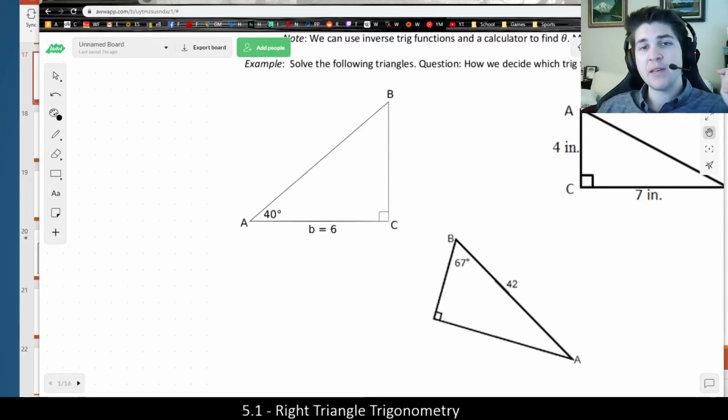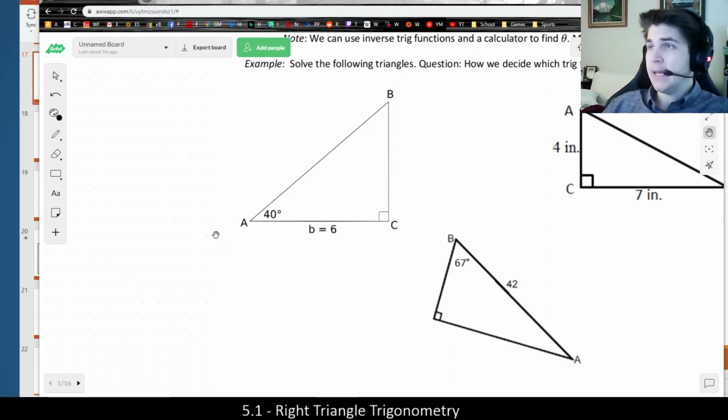In this video, we will be using SOHCAHTOA to solve right triangles. And we'll just do a few more examples from the packet. So let's start off with this example here where we have triangle ABC where side B is listed as length 6, and we're given angle A to be 40 degrees.